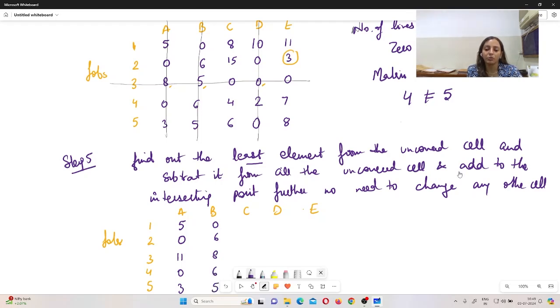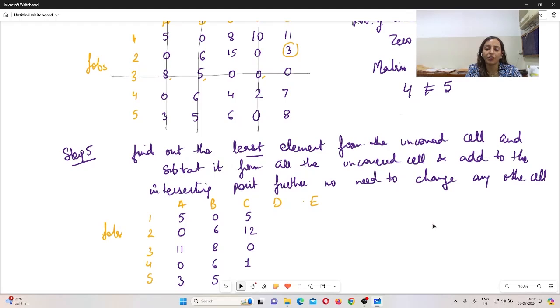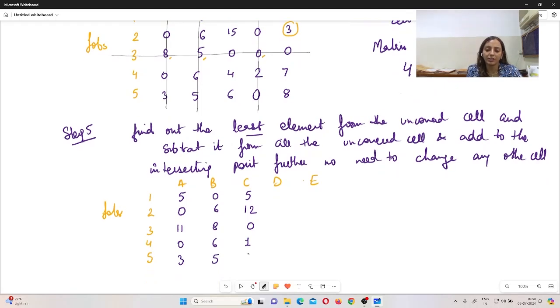Right? Now coming to column number C, that is the main point. Now you have to subtract. 8 minus 3 will be 5. 15 minus 3, that will be 12. 0 under the line, no need to change. 4 minus 3, that will be 1, right? And the last one, 6 minus 3, you are subtracting it now. So 6 minus 3 will be 3. So write in the last point, that is 3.